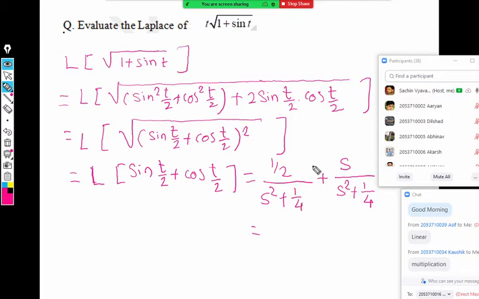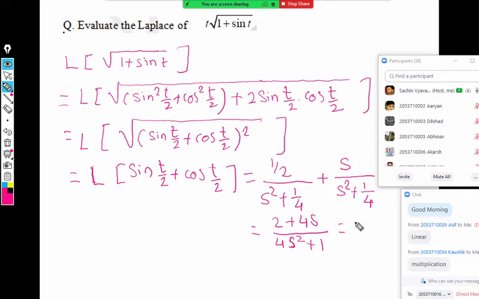What I will do is multiply by 4 throughout. So 4 by 2 is 2, plus 4s, divided by, now we are multiplying 4 to the denominator also. It is 4s square plus 1. That is the simplification.